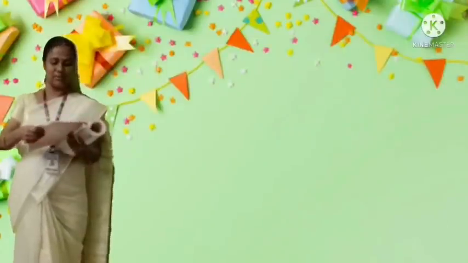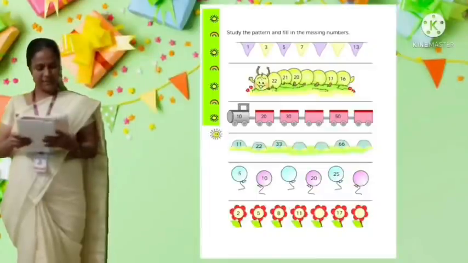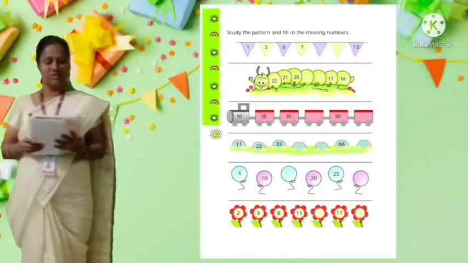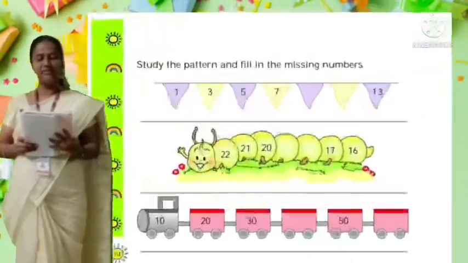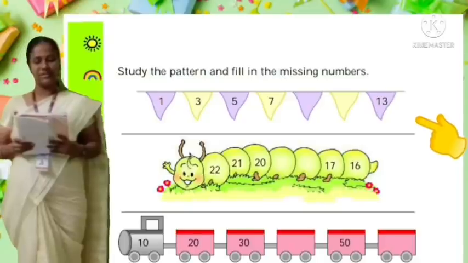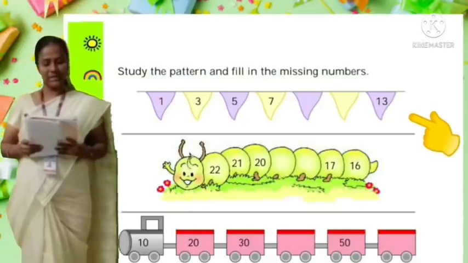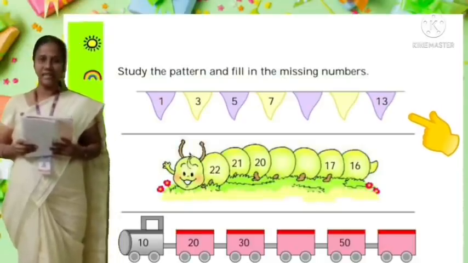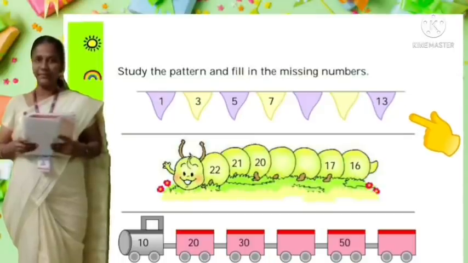Okay, next we will move to the next page. Take page number 114. Study the pattern and fill in the missing numbers. So, see the numbers, children. 1, 3, 5, 7. What will be the next number?